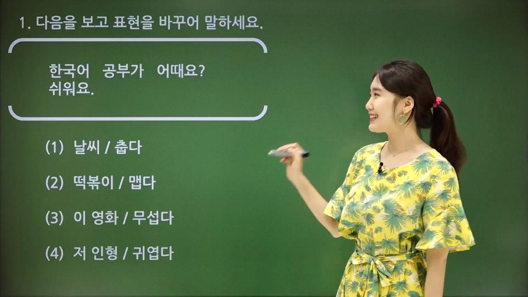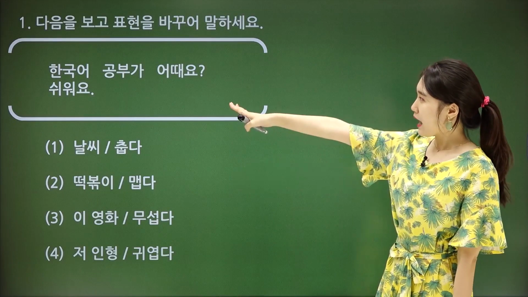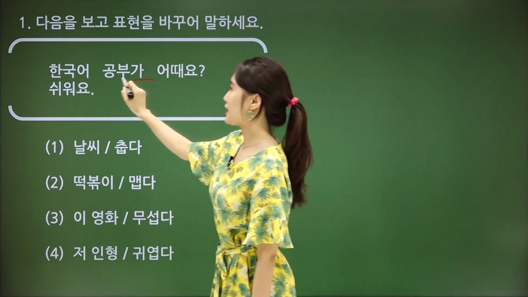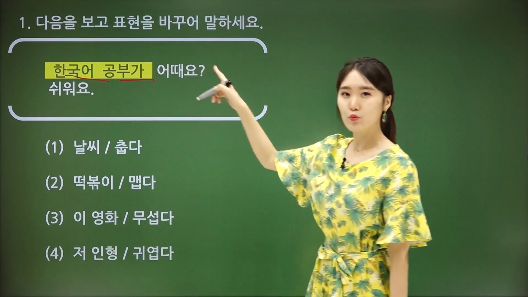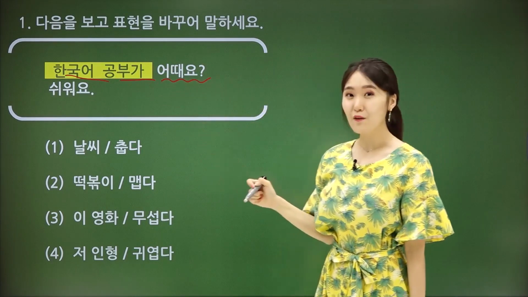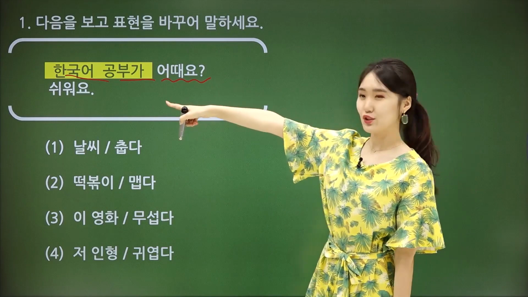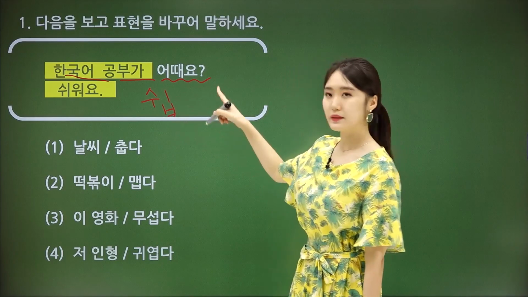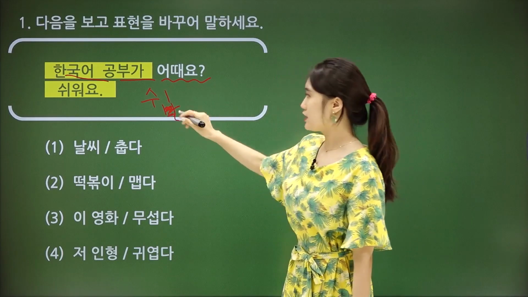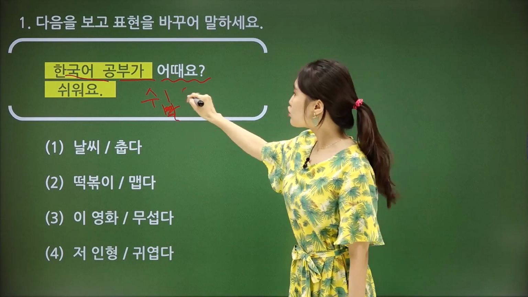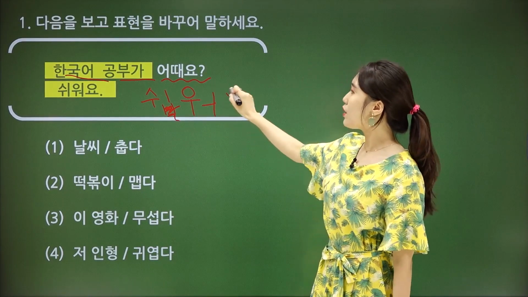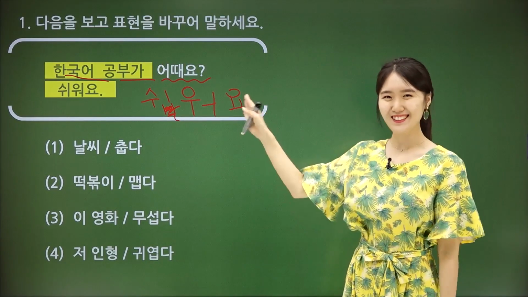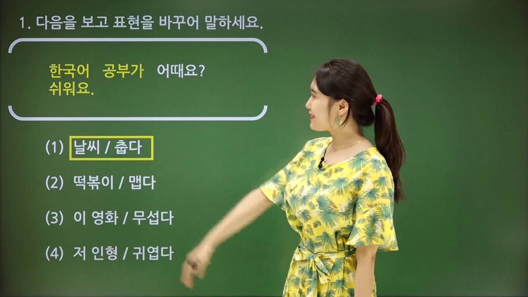Irregular. Let's start. So first one, let's see. 한국어 공부가 어때요? Studying Korean. How is it? 쉬워요. 쉽다. It was 쉽다, but you take this off and insert 우 in, and 쉬워요. 한국어 공부, it's easy. 쉬워요. Not hard. 쉬워요.